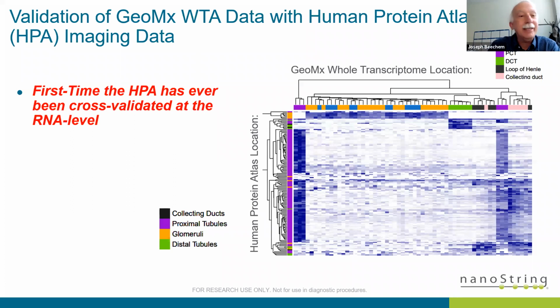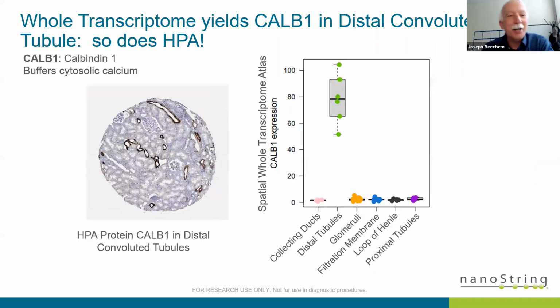I was really amazed by this. I think it's probably the first time. I sent Emma a note last night. I believe it's the first time HPA has ever been cross-validated at the RNA level in this kind of manner, at the whole transcriptome level. But maybe she'll be able to tell me whether that's true or false tomorrow or something. But okay, that's it at the global level.